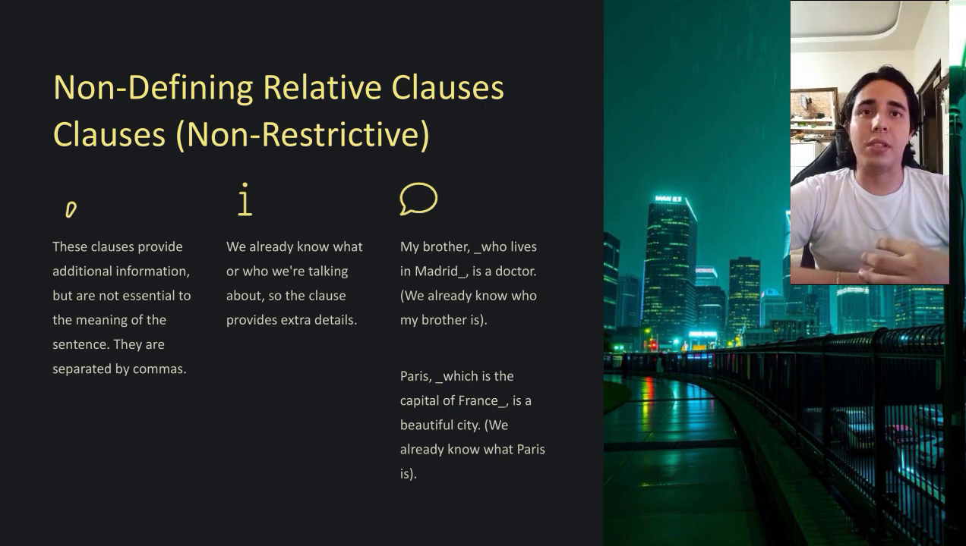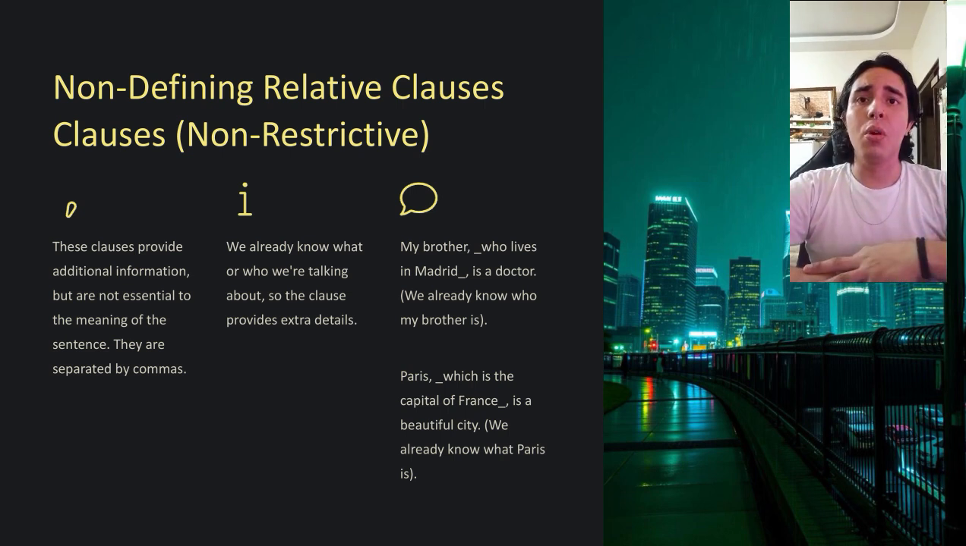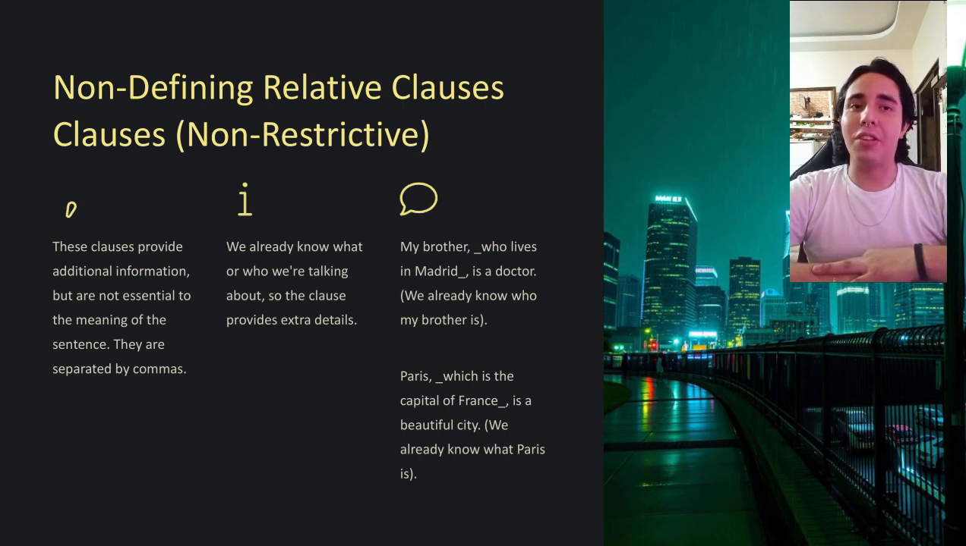Non-defining relative clauses, non-restrictive. These clauses provide additional information but are not essential to the meaning of the sentence. They are separated by commas. We already know what or who we are talking about, so the clause provides extra details. My brother, who lives in Madrid, is a doctor.